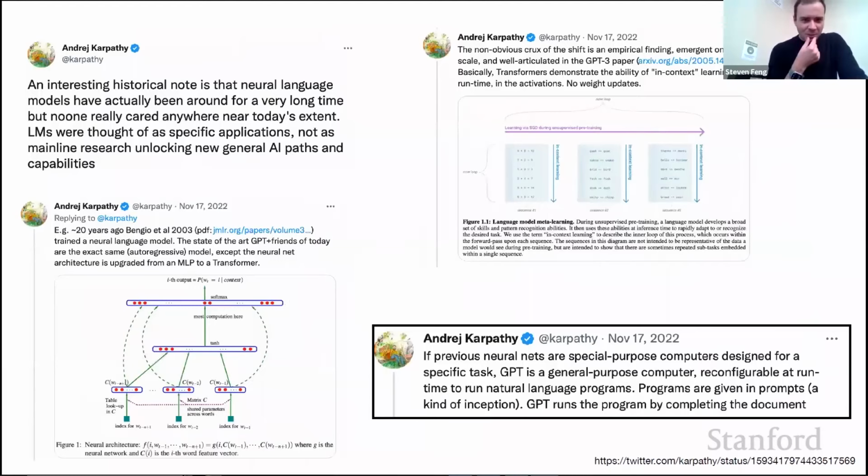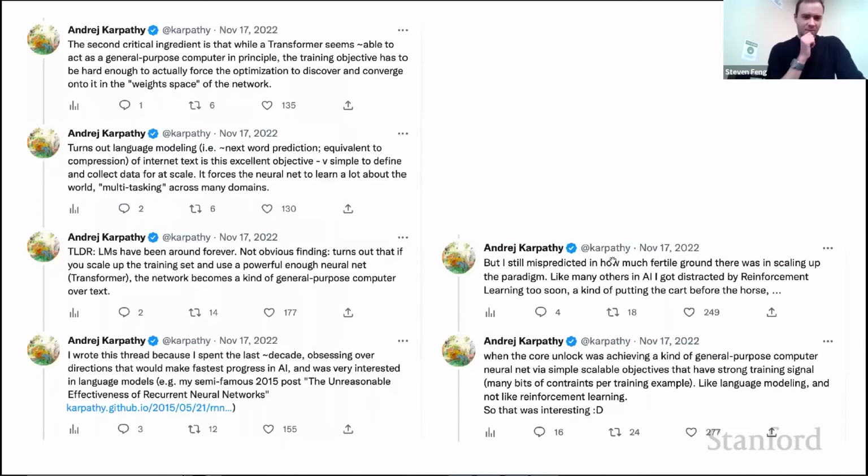Then I have some other hype tweets here. Anyway, you can read them later, but I think this one's maybe interesting. If previous neural nets are special purpose computers designed for a specific task, GPT is a general purpose computer reconfigurable at runtime to run natural language programs. So the programs are given as prompts, and then GPT runs the program by completing the document. I really like these analogies to a computer. It's just like a powerful computer, and it's optimizable by gradient descent.